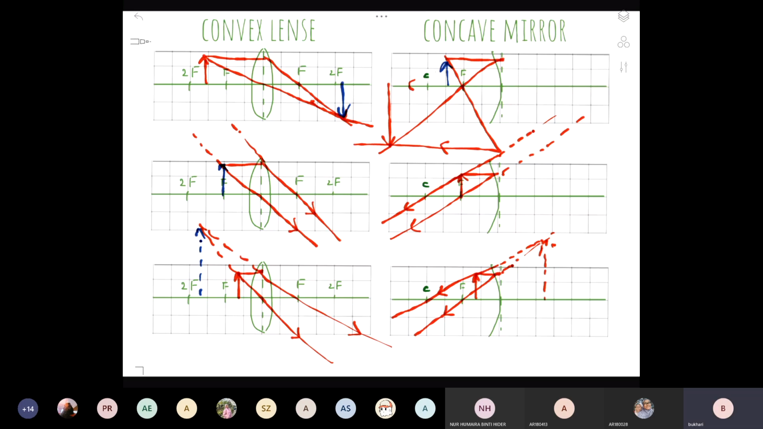So you can see the characteristic. The image is bigger, the image is virtual, and it is upright. Upright because you can see the arrow here is pointing upward. So those are the 6 cases of convex lens and concave lens. I put them side by side so that you can see. Any question before we go on?